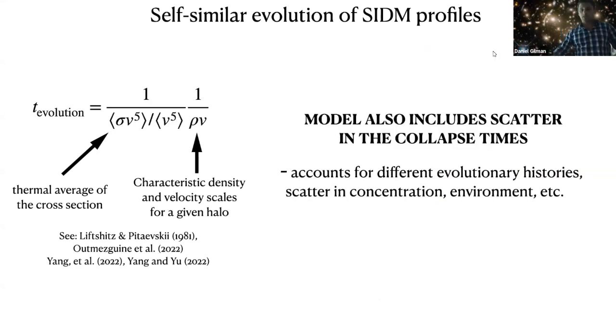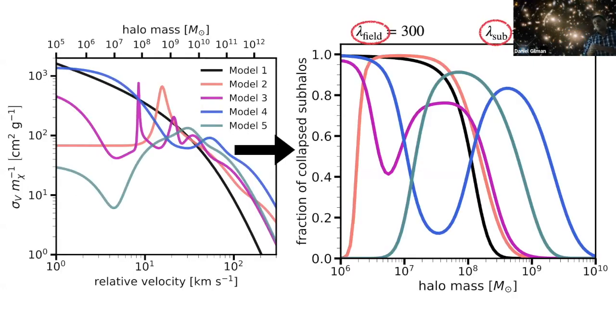There's also some other stuff in the model I'm not going to go into. But basically, if you write down this sort of simple mapping from cross sections to core collapse, you can turn each cross section into the fraction of collapsed objects as a function of halo mass. Okay, so just focusing on a few examples. So model 1, it goes like 1 over v at low speeds, and then it transitions to 1 over v to the 4th at high speeds. It reaches extremely high amplitudes at low speeds. And in this case, you see basically everything less massive than 10^8 solar masses is collapsing.